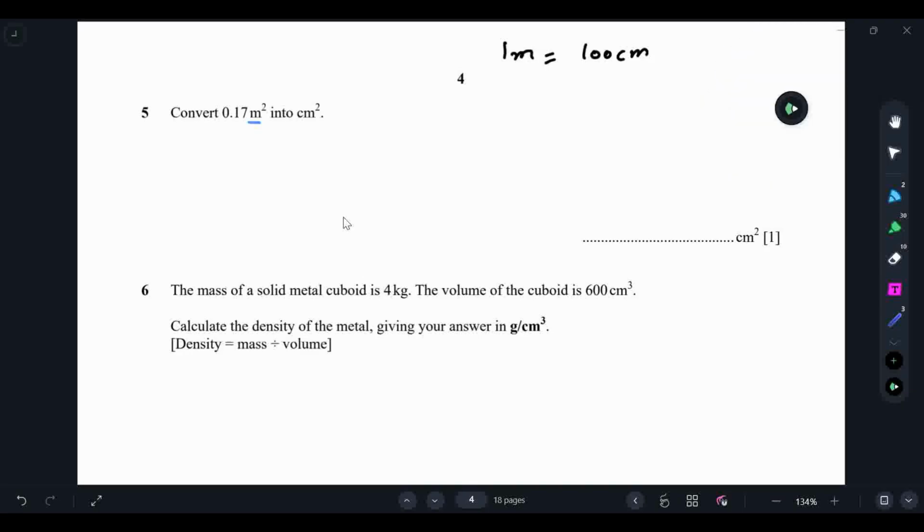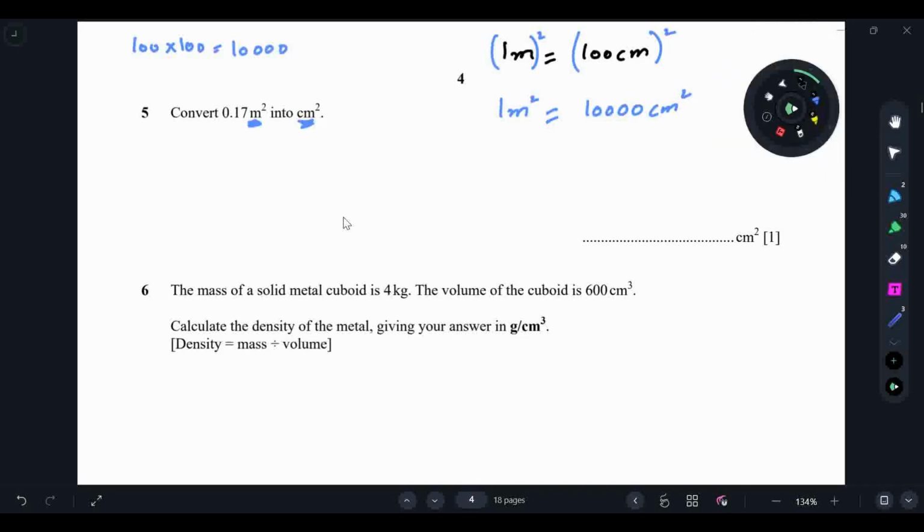Now we know that we are interested in meter square and centimeter square. So just take square on both sides. So it means that 1 meter square is equal to, just increase, because we know that if we multiply 100 with 100, the answer would be with 4 zeros, centimeter square. Now we need to convert 0.17 meters square. So just multiply 0.17 on both sides.